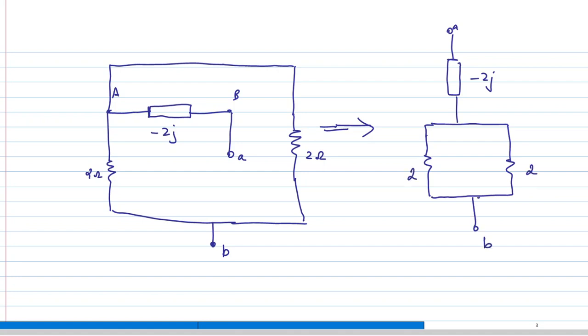Now we can see that the two 2 ohm resistors are connected in parallel, so they give an equivalent of 1 ohm, as 2 ohm parallel to 2 ohm is given by 2 into 2 divided by 2 plus 2, that is equal to 1 ohm. So now the equivalent impedance ZAB is 1 connected in series with minus 2j. The equivalent impedance, or the Thevenin impedance, is given by 1 minus 2j ohm. That is our Thevenin impedance.